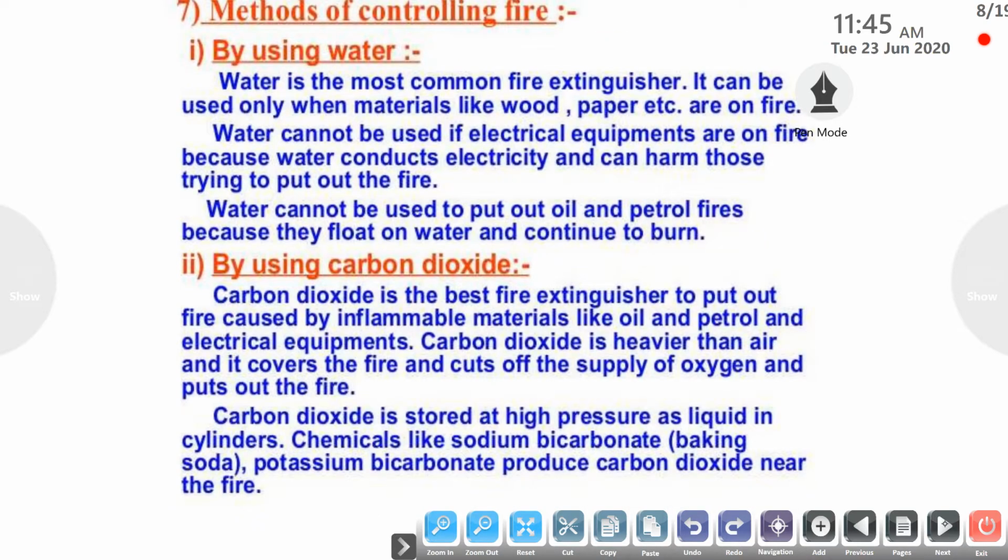So what are the fire extinguishers? The methods of controlling fire: we can extinguish fire by the use of water and by the use of carbon dioxide. Water is used because it lowers the temperature. Water is the most common fire extinguisher, but it can be used only when materials like wood and paper, which are non-conductors of electricity, are on fire. Water cannot be used if any electrical equipment is on fire, because water conducts electricity and it can harm those trying to put out the fire. Water cannot be used to put out oil and petrol fires because they float on water and continue to burn.